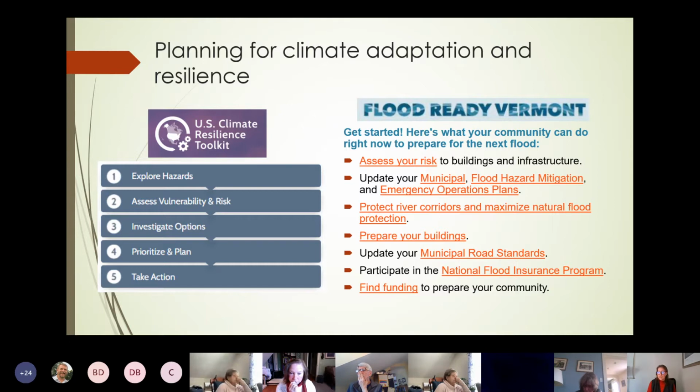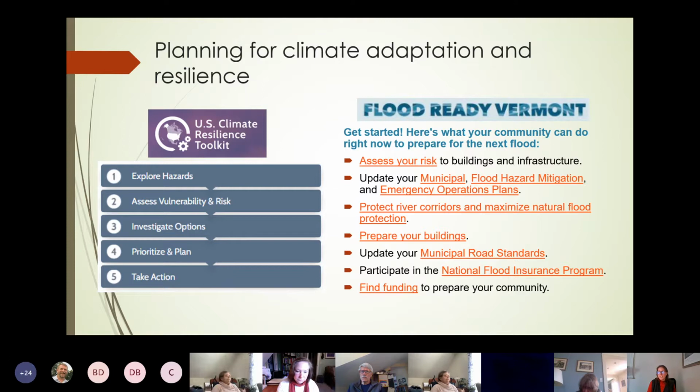Ensuring your plans are up to date, municipal plans, flood hazard mitigation plans, the conservation section of municipal plans, ensuring that you have protections in place for those areas that are most at risk. So your river corridors, and ensuring that you're maximizing your flood protections, as well as preparing your buildings that may be most at risk. Updating your municipal road standards is an important component of this, as well as participation in the National Flood Insurance Program. And then the last piece is ensuring you're finding funding to prepare your community. And that's a key component of all of this, is, again, a lot of this is happening at a volunteer level. How do we find technical assistance and funding capacity to help build these components in your communities?